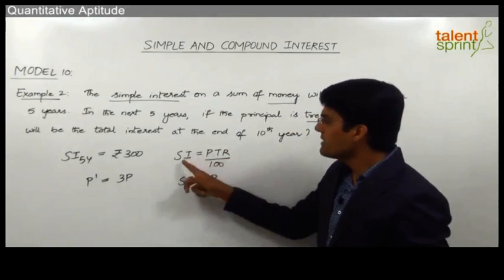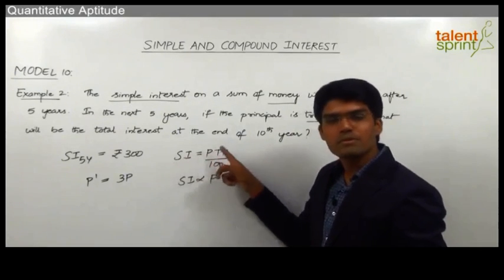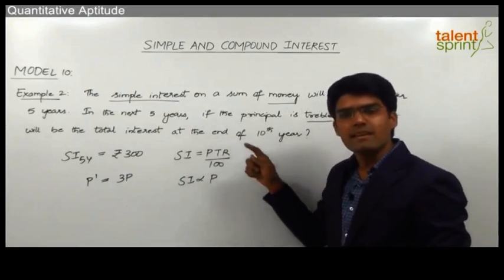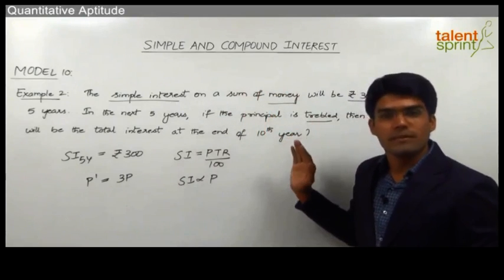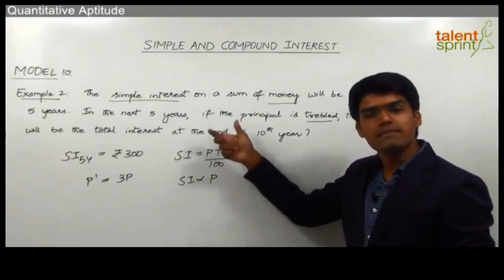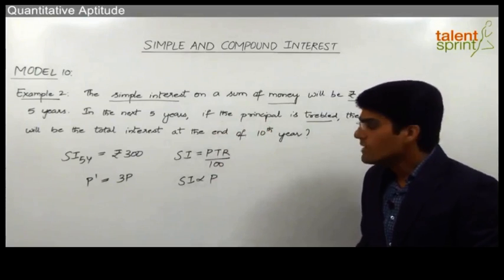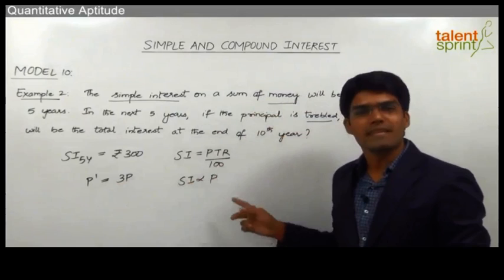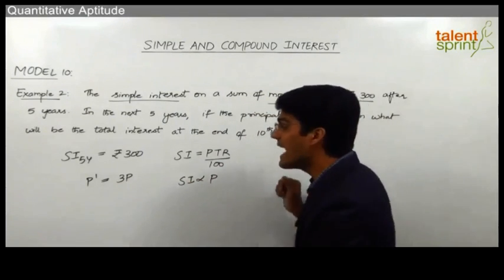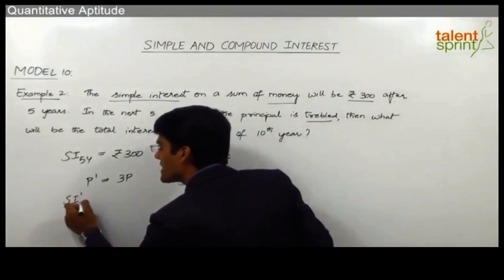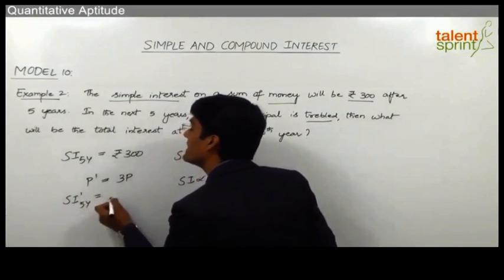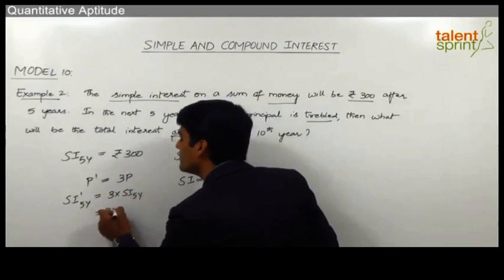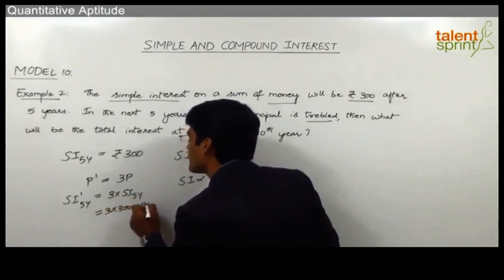That means simple interest is proportional to the principal amount, to the time period, and to the rate of interest. So when any of these three increases, the simple interest also increases proportionately, and when any of these three decreases, the simple interest decreases proportionately. As the principal becomes 3 times, the simple interest will also become 3 times, as they are directly proportional to each other. So the simple interest SI dash for the next 5 years would be 3 times the simple interest for the first 5 years, that is 3 into 300, which is 900 rupees.